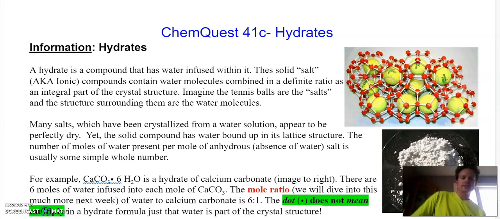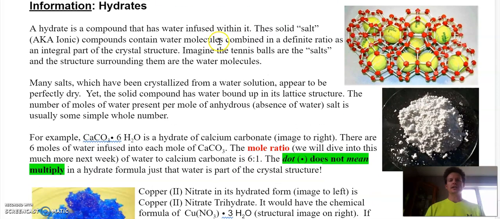All right, first order of business, we'll take a look at the ChemQuest. This one's not very long. It's a lot like what we did last week as far as the procedure and what it is you have to do for the work itself. So I guess the new word is hydrate.